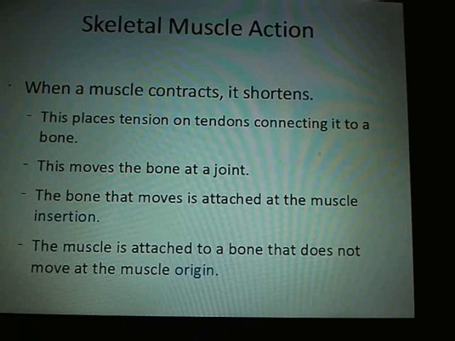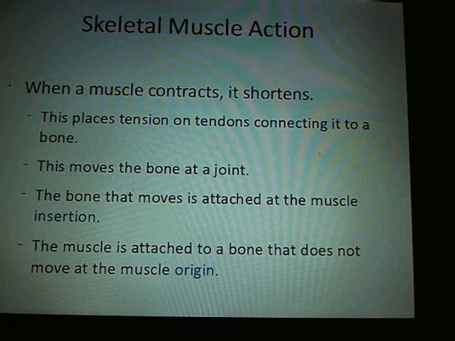In skeletal muscles, when a muscle contracts, it always shortens. This places tension on the tendons connecting the muscle to the bone. It moves the bone at a joint. The bone that moves is attached to the muscle insertion. The muscle attached to a bone that does not move is the origin. So if it's your biceps, your insertion is at the lower end, your origin is at the upper end.